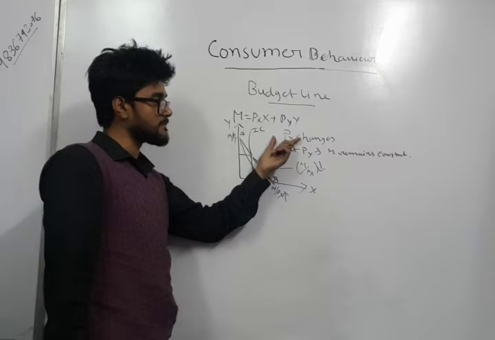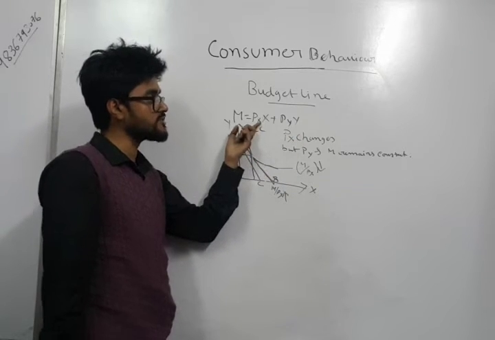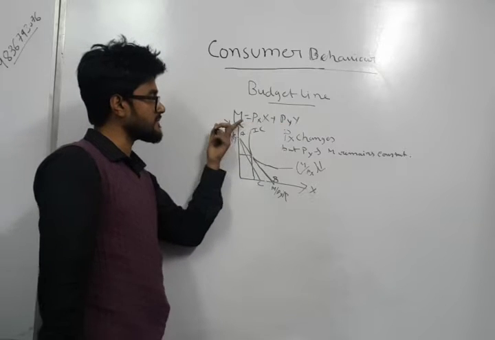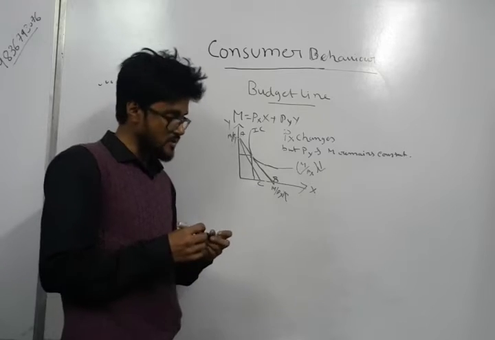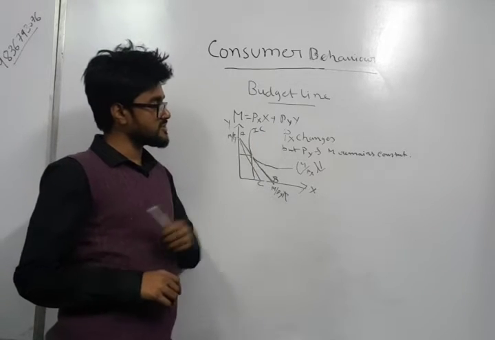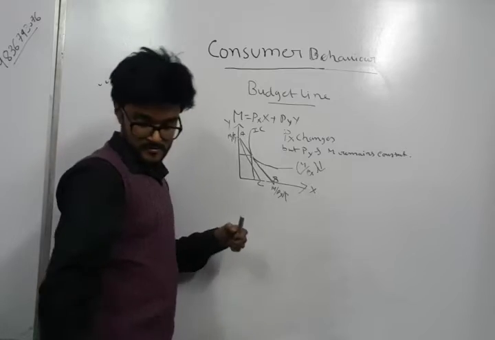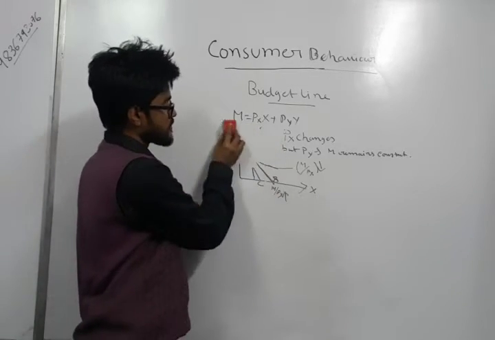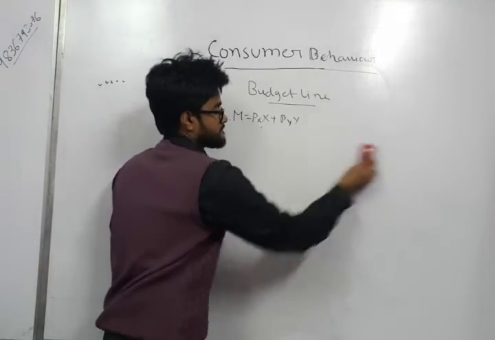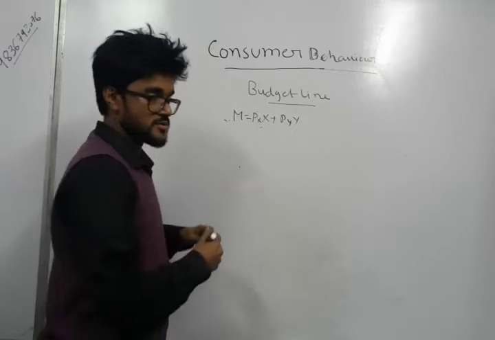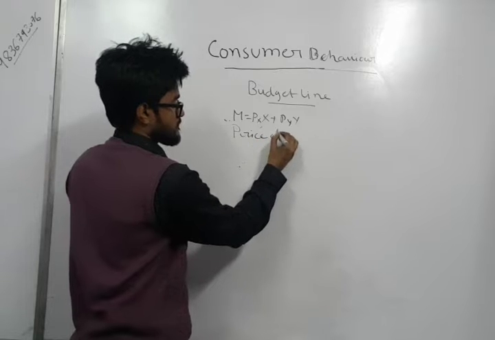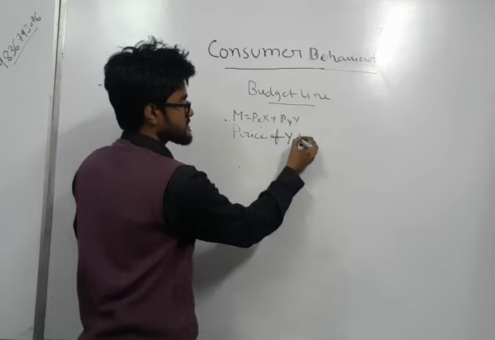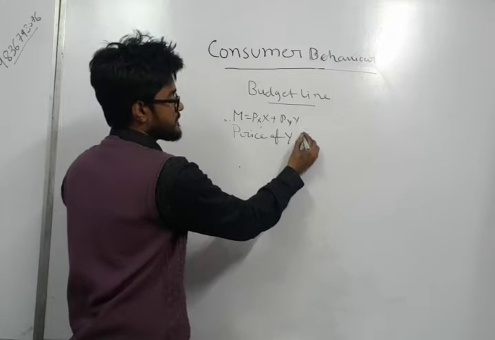So what happens when price changes? When the price of one commodity changes, keeping the price of the other and money income constant, the slope of the budget line changes. Now we'll take the case where the price of Y changes. For the example, we'll take the case where the price of Y increases.